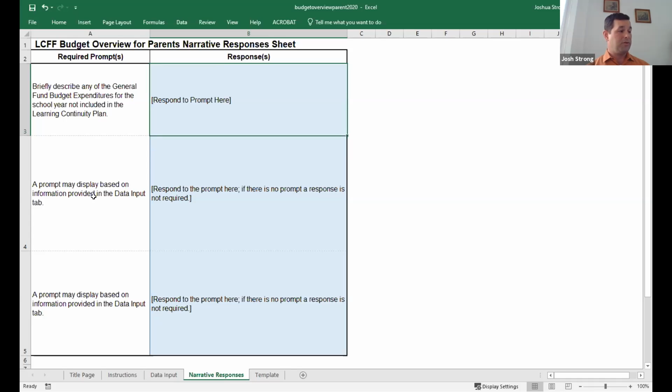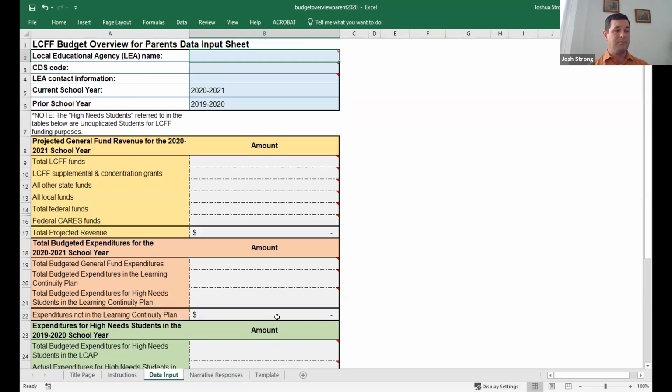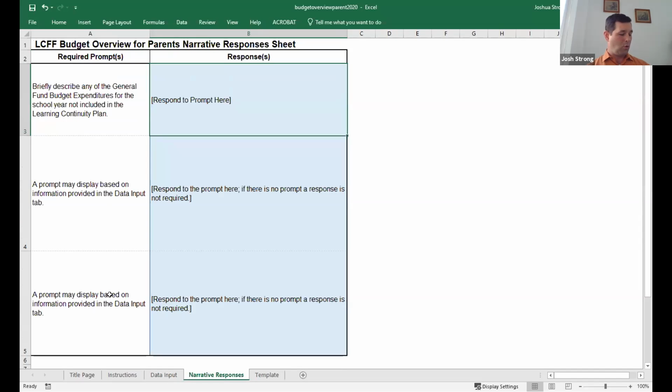You'll notice here that both of these prompts simply provide an explanation that the prompt may display, based on the information that's provided on this data input sheet, that will trigger or not trigger these particular prompts. If a prompt does appear in one of these two, then again, you would simply respond to the prompt by double clicking. You can erase the stuff that's in brackets and then put in your response.